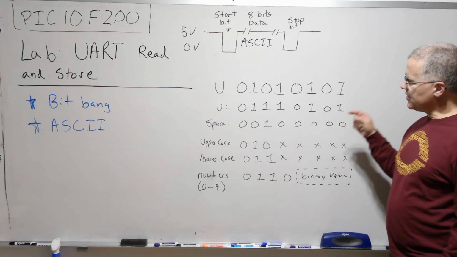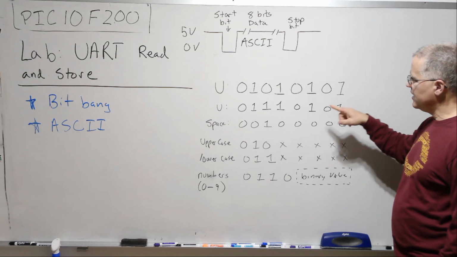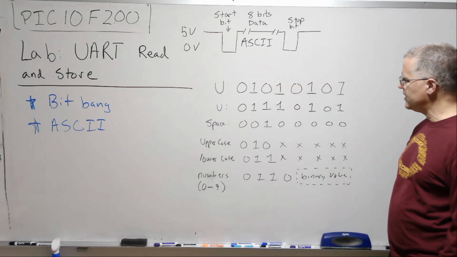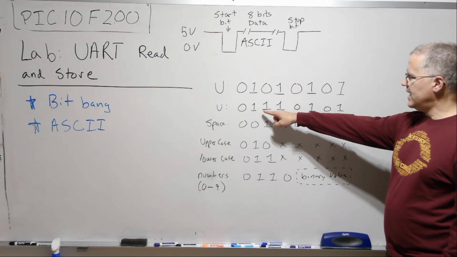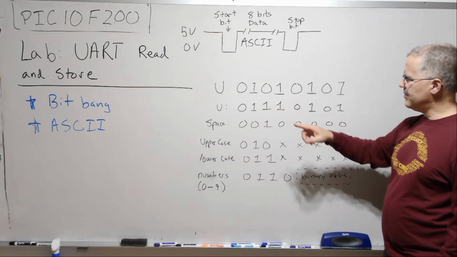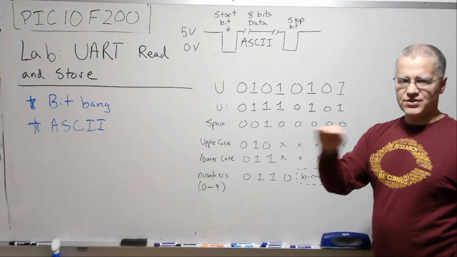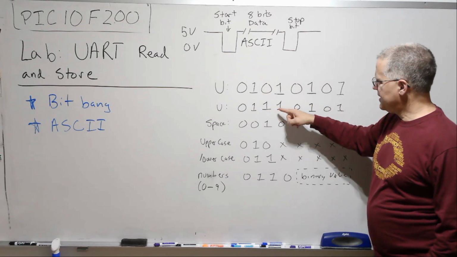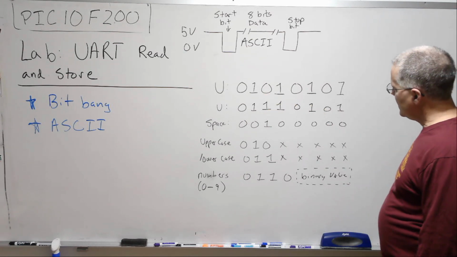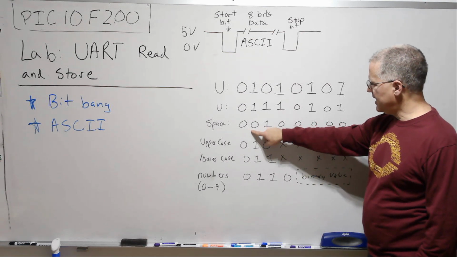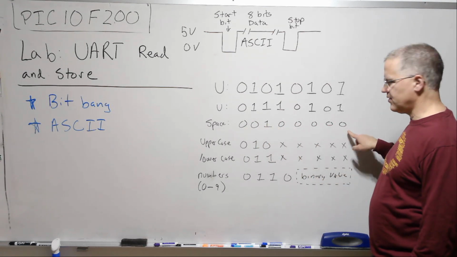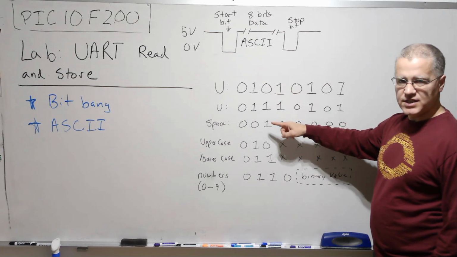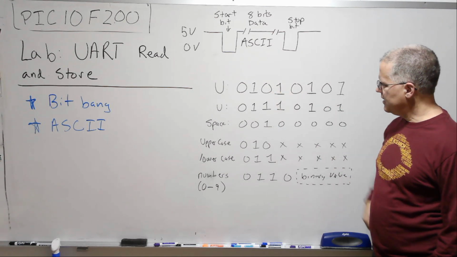A couple of good test characters that I've liked to use is capital U is 010101, so that's kind of a nice sequence. And then lowercase u is the same. And so you can get a sense for when you see this on the oscilloscope, what direction is what, and what bit is what, how wide the bits are, and so on. Another important one is space. So that's 001000.